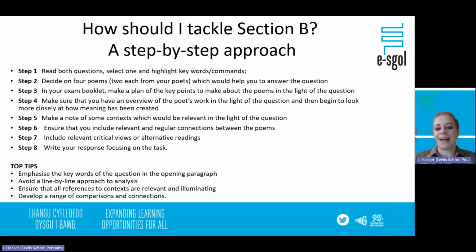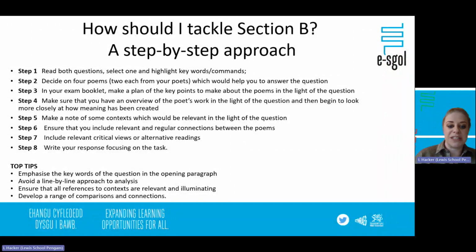Okay. So how should we tackle this question? Let's have a look at a step-by-step approach. You've got an 8-step approach here. And the first thing we need to do then is to read both of the questions on offer. Select one, so select the one that you like the look of, and highlight the keywords and commands in the question. And what I mean by that is the question will be directing you to some theme or idea in the poems that will link the ideas together.